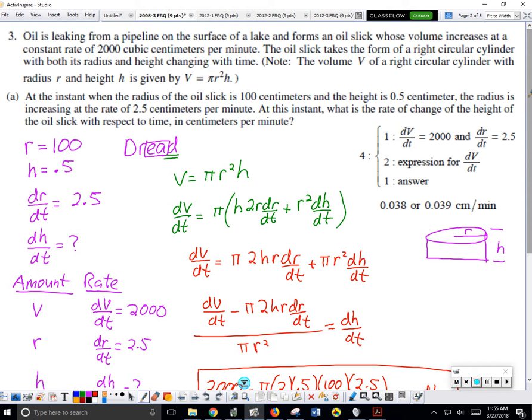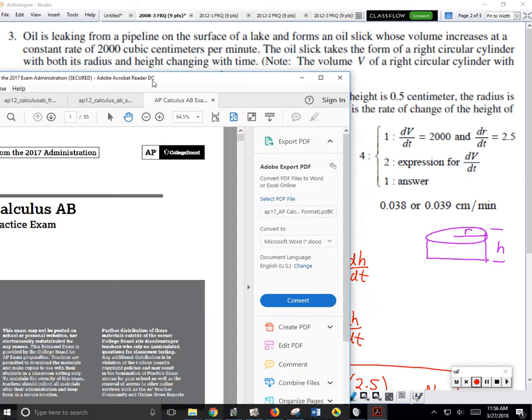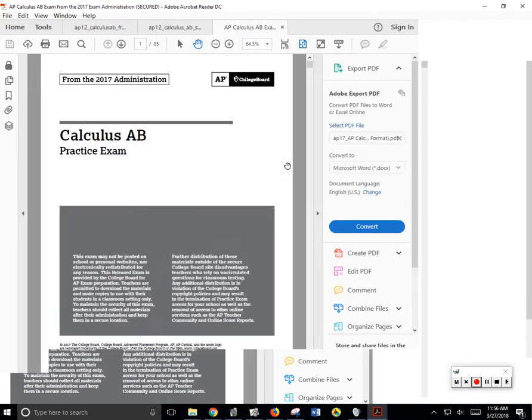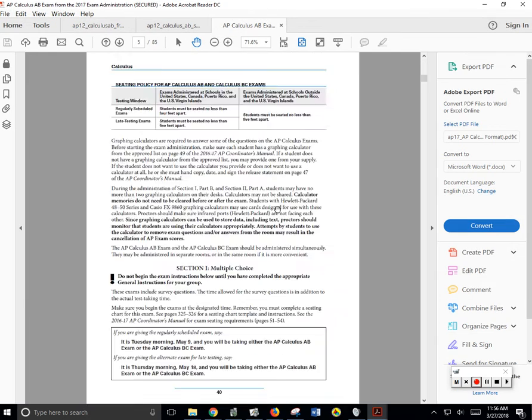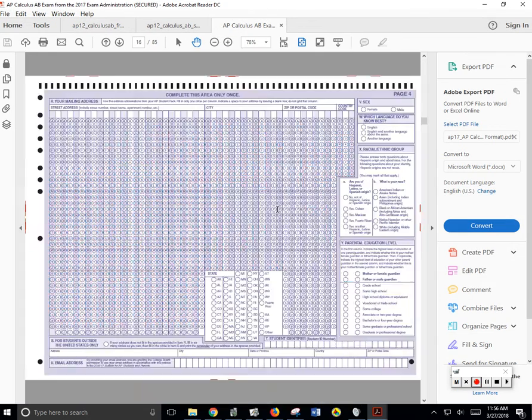Let me show you what it says in the instructions. And you get a copy of these instructions when you take the test. It's just that on the day of the test, you don't necessarily remember to read the instructions super carefully. But here's what the instructions will say. This is the actual booklet.